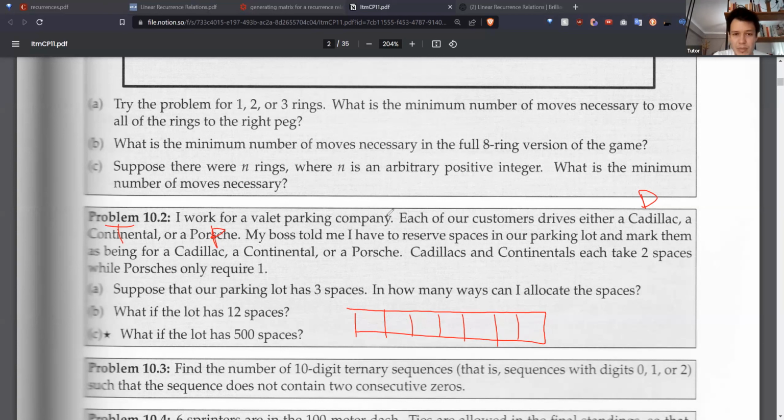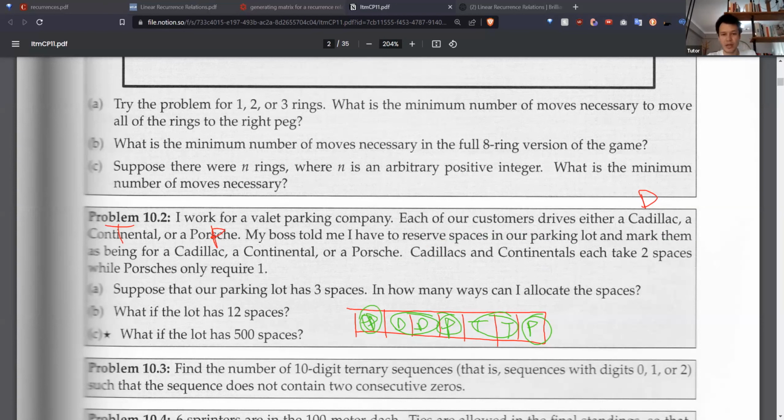And now what does the problem say? Cadillacs and Continentals take 2 spaces, right? If I wanted to park a Cadillac, it would need to take two spaces. It would be like this, DD, like a Cadillac. A Continental also takes 2 spaces. They're big cars. But a Porsche only requires 1. So for example, I can make this a Porsche spot, I can make this a Porsche spot, and I can make this a Porsche spot.